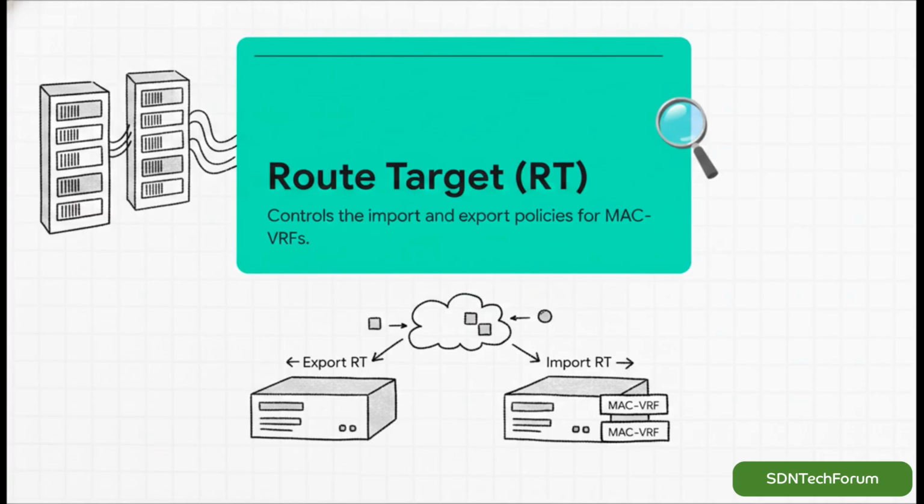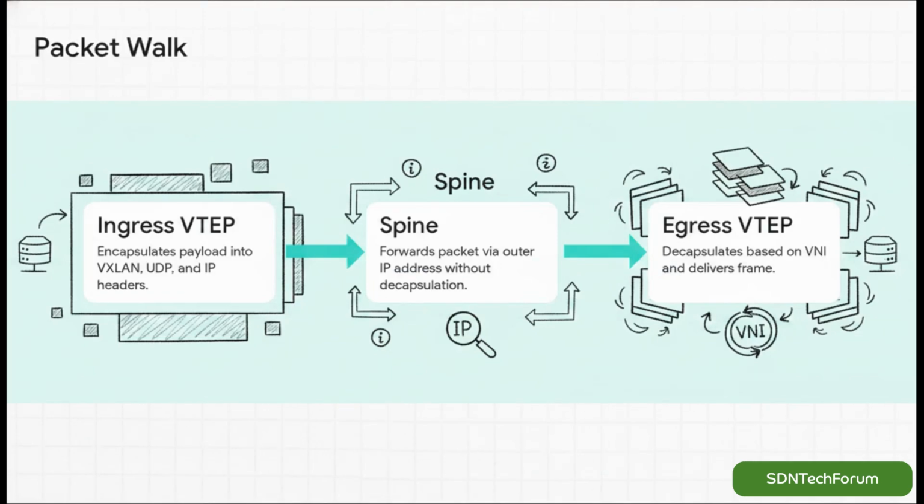When a switch receives a BGP route that contains a MAC address, the route target dictates exactly which forwarding table, known as a MAC VRF, that address actually goes into. You configure an export RT when you send the route out and an import RT to accept it on the receiving end. So let's ground this. Let's walk through the actual mechanical process.